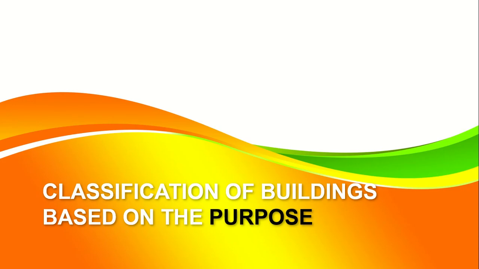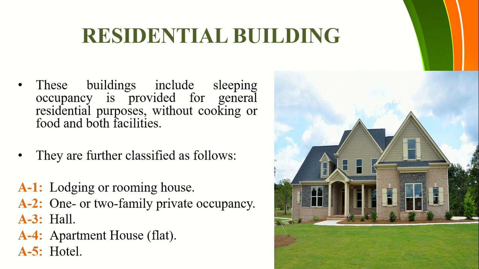So first, classification of buildings is based on the purpose. Based on the purpose or based on the occupancy, how the buildings are classified is what we will look into now. Coming to the first subcategory in the classification based on purpose: residential buildings. So what are residential buildings? These are the buildings which are used for normal residential purposes, where people reside in them.